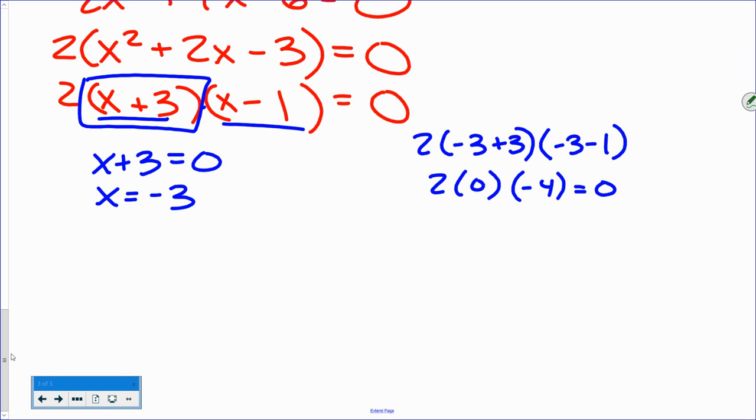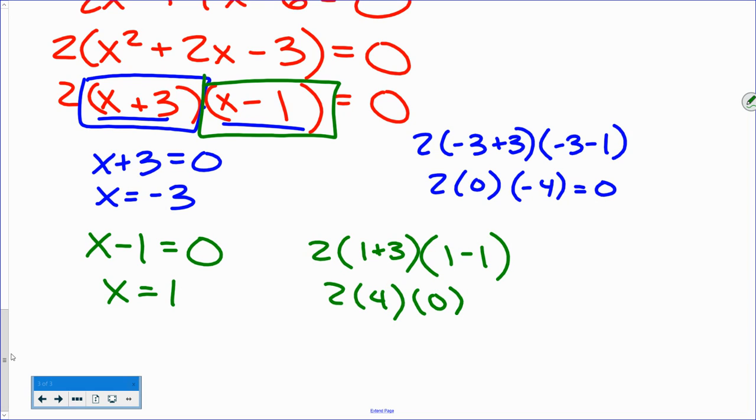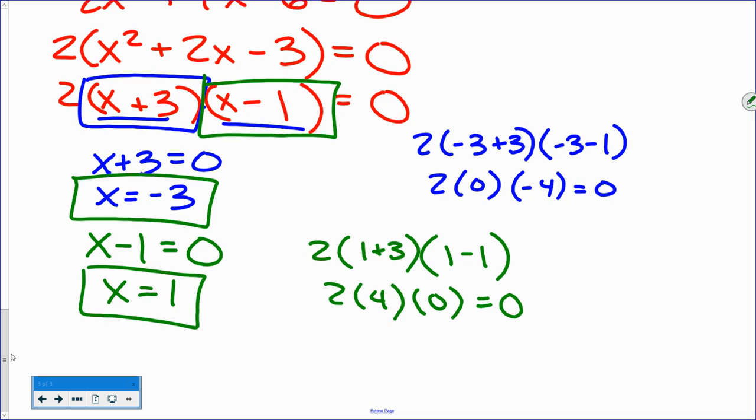Okay, so I want to take the other factor I'm multiplying by, x minus 1, and I want to figure out what value of x would make that 0. Well, that would be 1. Why would that make sense? Well, if I take 1 plus 3, I get 4. That doesn't matter. But 1 minus 1 would make that 0. So 2 times 4 doesn't matter. I'm still multiplying it by 0. So I satisfy the equation to equal 0. So here are my two solutions. So when I have it written in that factored form, I find each separate factor, set them equal to 0, and then I've got my two solutions.